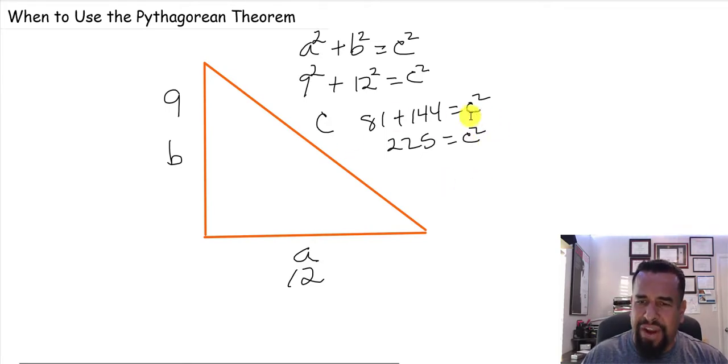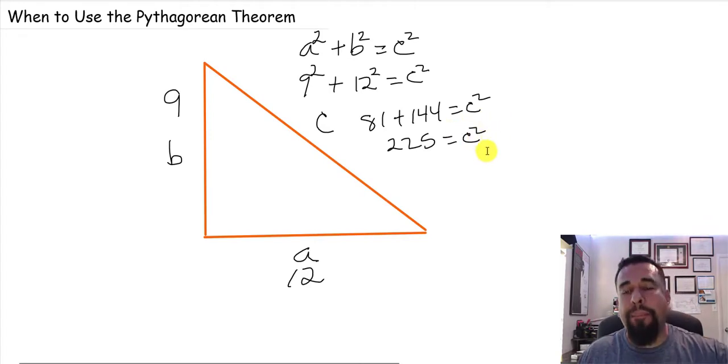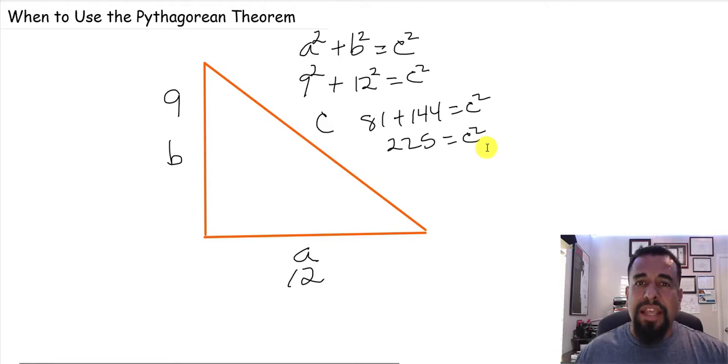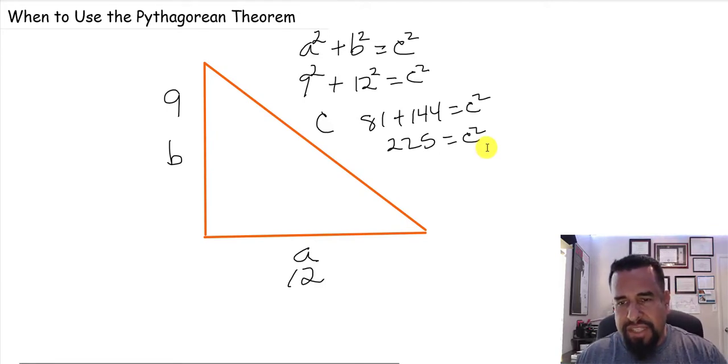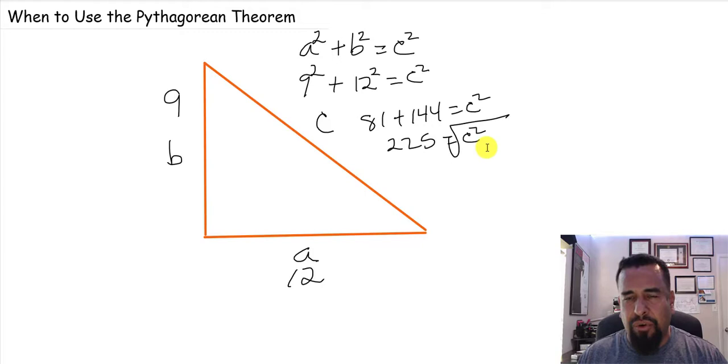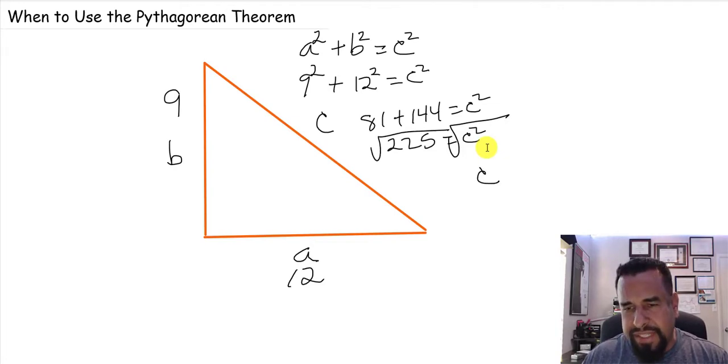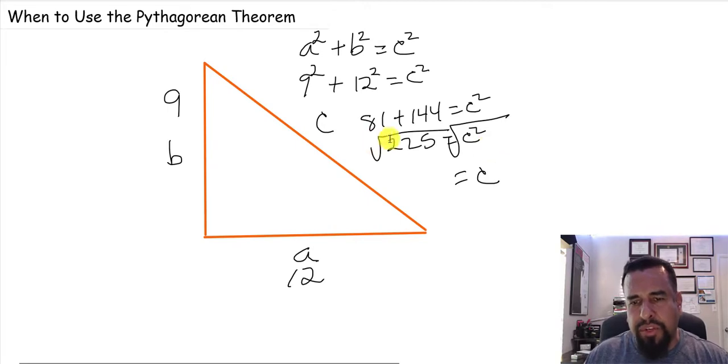Now, you can't end your answer like this. You have to get rid of that exponent that's on the c. And remember, to undo powers, this is when you use the radicals. This symbol right here is called a radical, or some people refer to it as a square root. So if you square root one side, you've got to do it to the other, right? So the square root of c squared is simply c, and the square root of 225 is 15. Okay, so what does this mean? This means that the length of this diagonal line is 15.